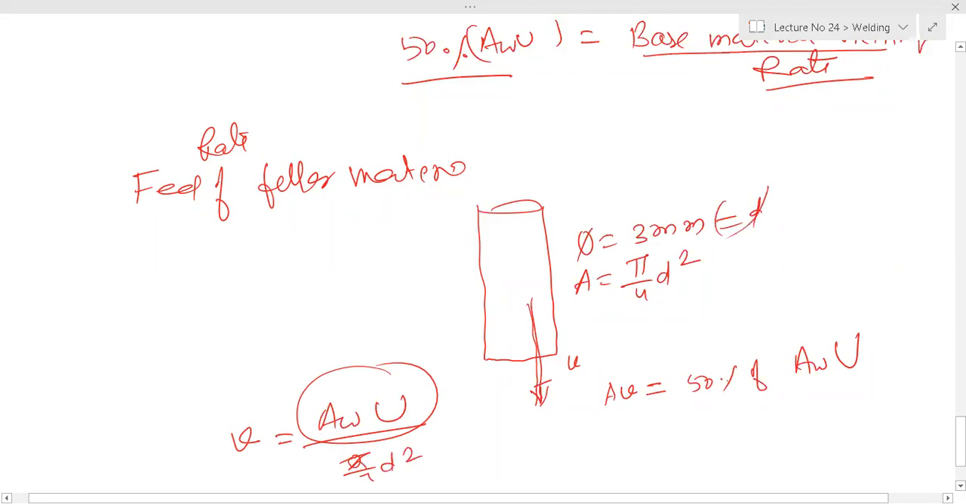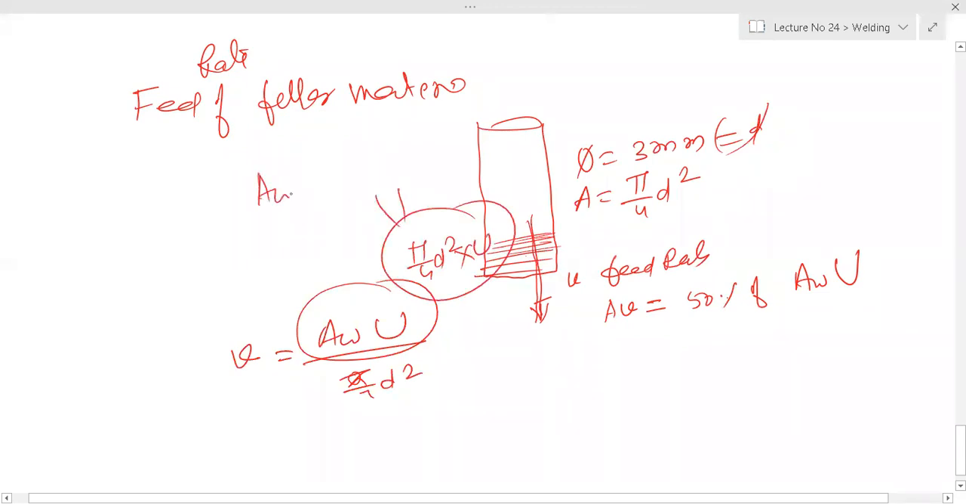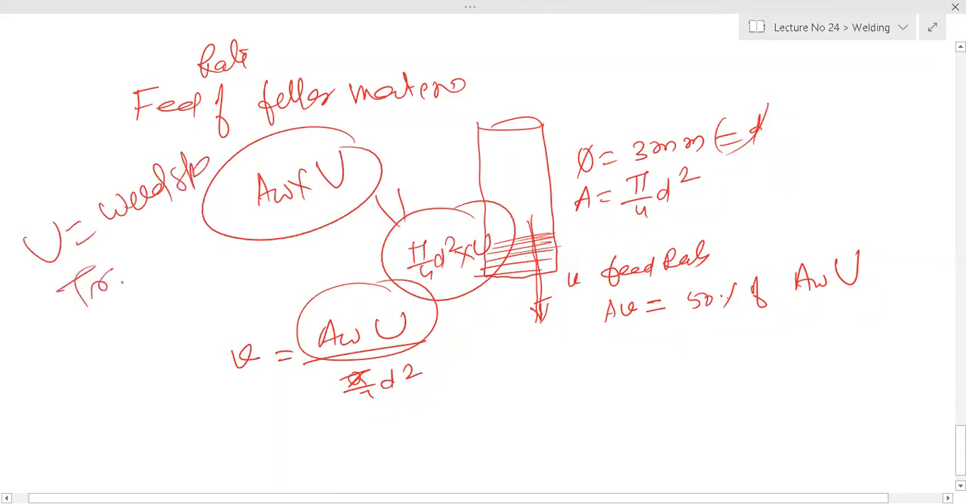Everybody got this? Or should I explain once again? This is feed rate, because it will be consumed. The cross section area is pi by 4 d square into u, and this is your half of the weld bead, that is AW into U, where U is your welding speed or travel speed. So you have to divide half by the cross section area of the filler wire. Is it fine?